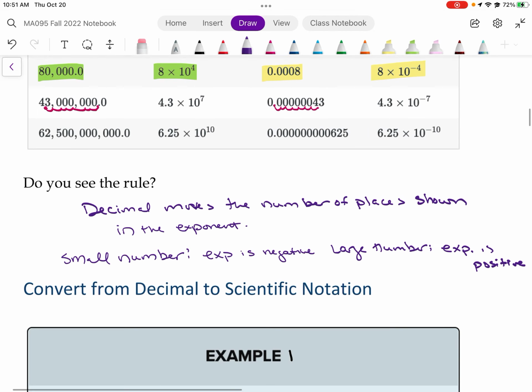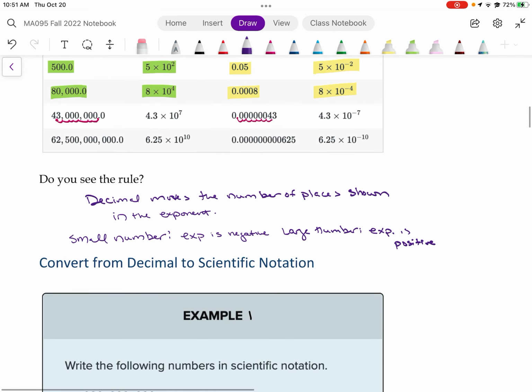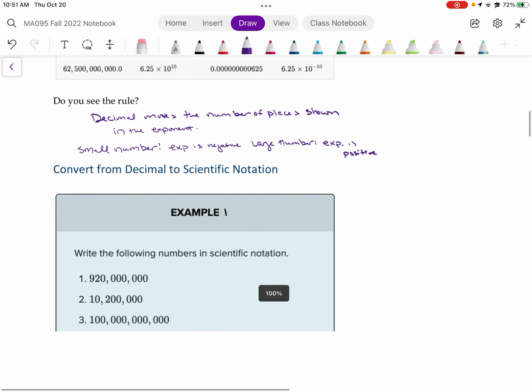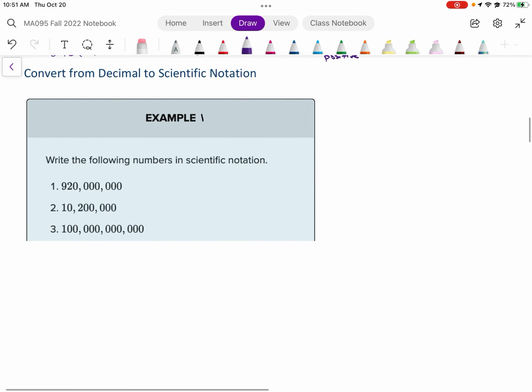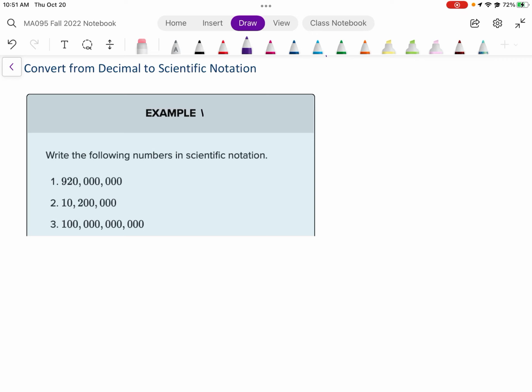All right. So converting from decimal to scientific notation. So let's try these. Try to get back to a normal size here. Write the following numbers in scientific notation. All right, so give these a try on your own and then come back and see how you did.